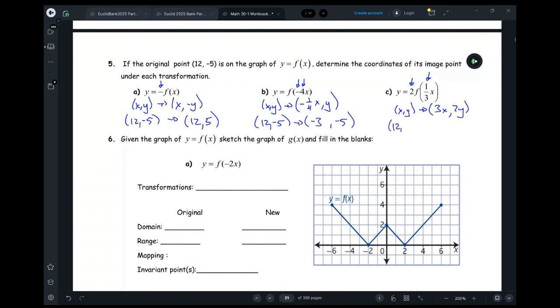And so my point (12, -5) is going to become, I'll multiply the 12 by 3, so 36, and then 2 times that -5 will be -10. And there's my new point. Good, and that's all we have to do.